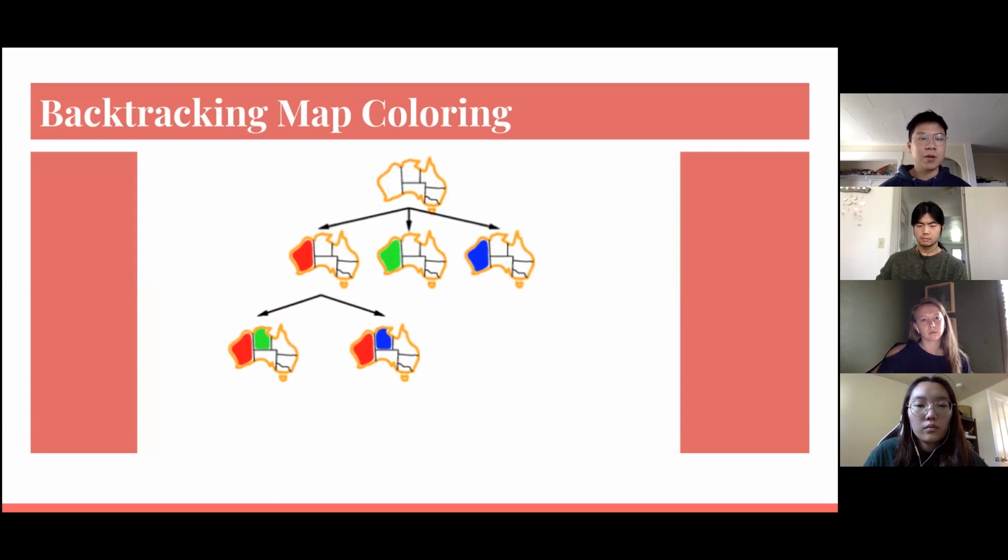Because we are assigning values in order, red, green, and blue, but red turns out to be an invalid color to assign, we backtrack to the second layer and reassign green. Green is a valid one, so we keep assigning values to the next layer.